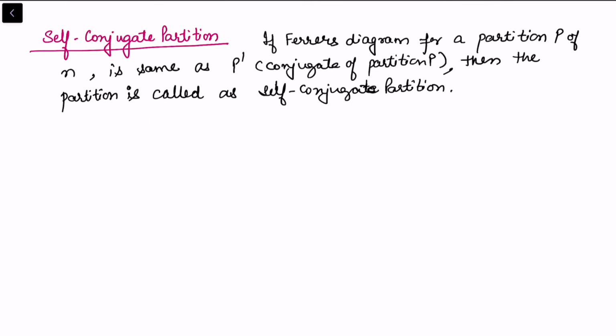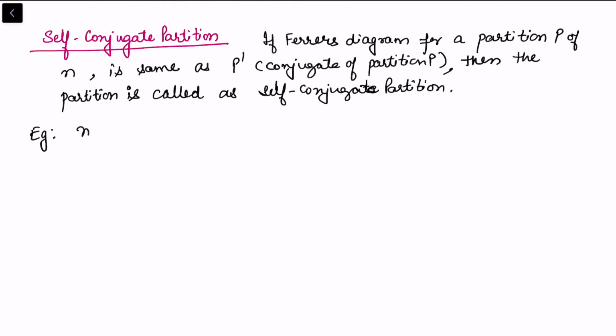Now I define a self-conjugate partition. If the Ferrers diagram of a partition P of n is the same as that of P dash, that is the conjugate of the partition, then that particular partition is called a self-conjugate partition. For this, let me take an example.